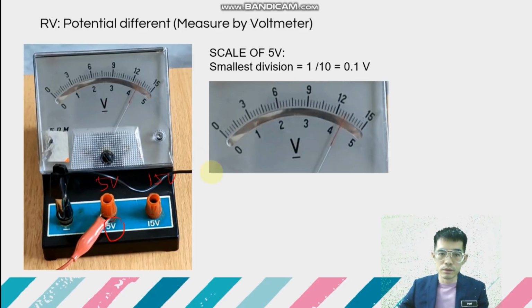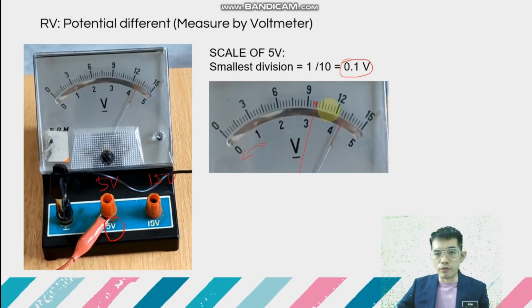Again, I magnified the reading part. You can see with the 5 volt scale we have to read the bottom part. Here you can see 0 to 1 we have 10 divisions. So 1 divided by 10 gives the smallest division, which is 0.1 volt.